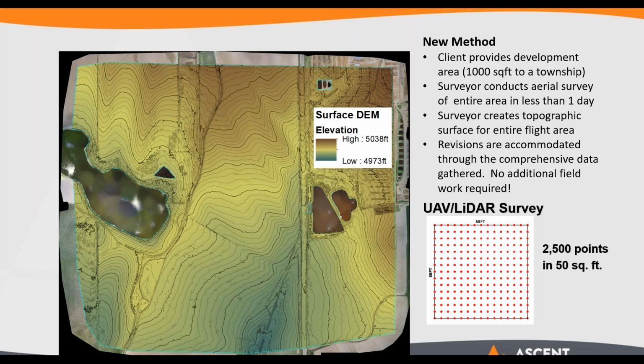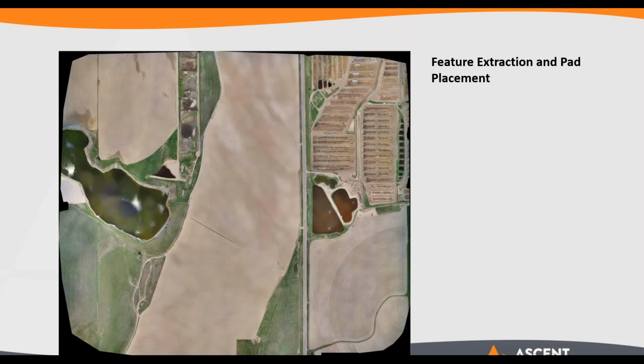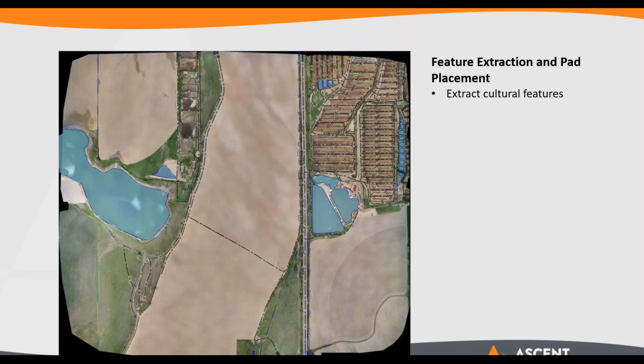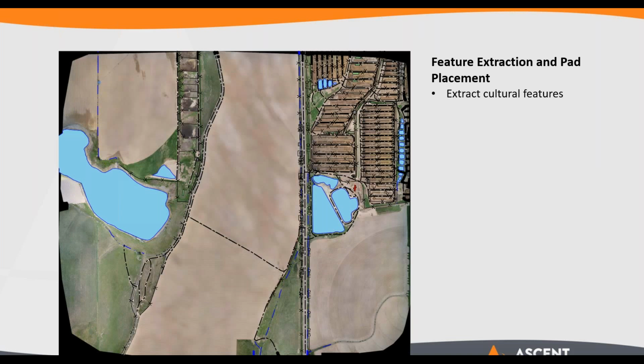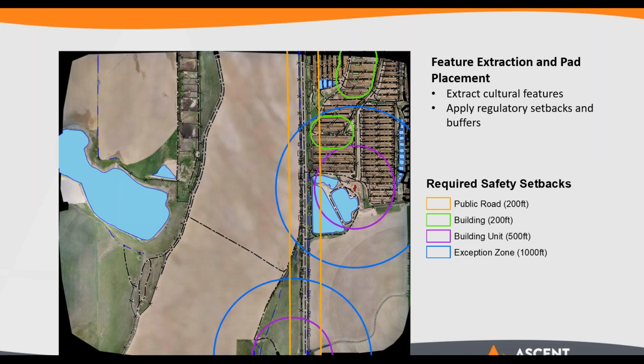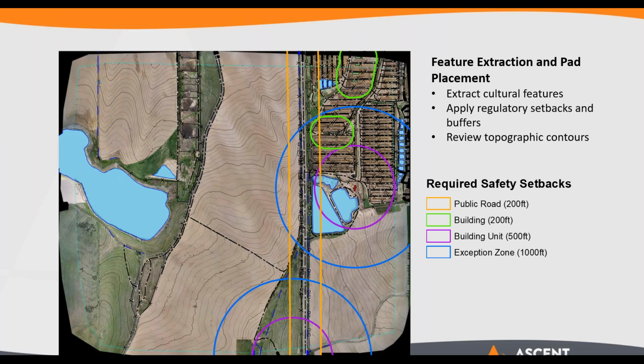So the beauty of this is that now that we have this entire area, we can then extract all those cultural features, all those roads, fences, ponds, etc. We can apply buffers to those cultural features. And then from those buffers, we can then place our pad in the most ideal spot. So in this case, this pad was placed here.